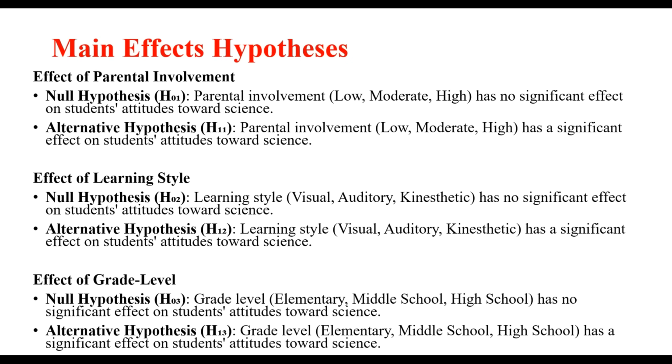So these are the main effect hypotheses. One, the main effect of parental involvement. So you have the null hypothesis and then the alternate hypothesis. Okay, so the null hypothesis is that parental involvement, which includes low, moderate, and high level of involvement, has no significant effect on students' attitude towards science, and the opposite of this will be the alternative hypothesis.